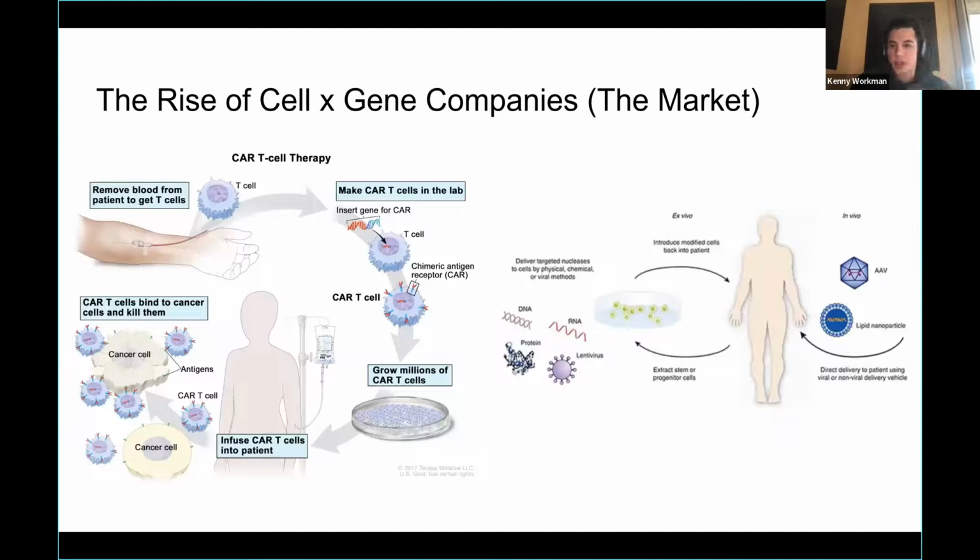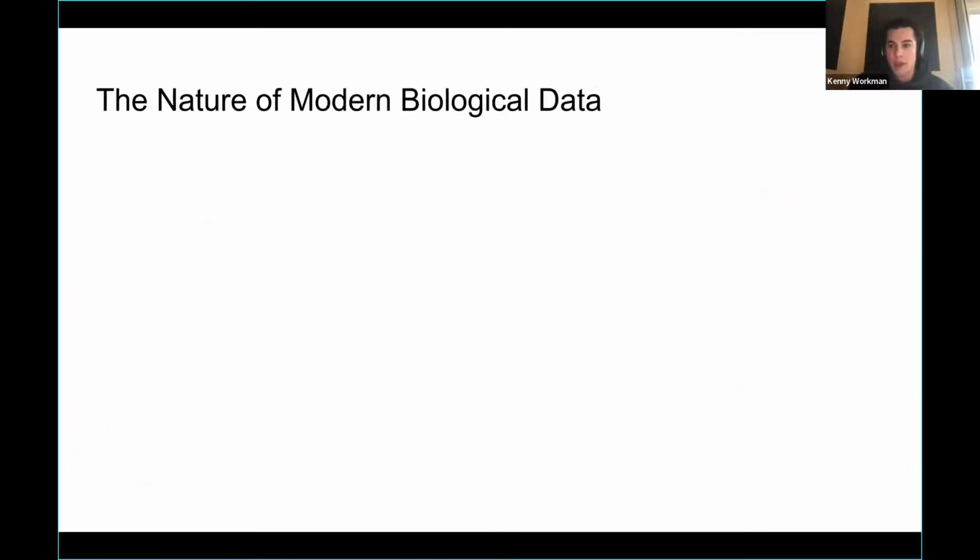So this is who we're selling to. And these guys are blowing up like crazy over the past 10 years as this technology is becoming cheaper, more accessible, and it's being augmented by computation. So let's get into computation.